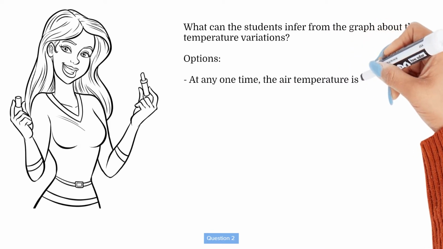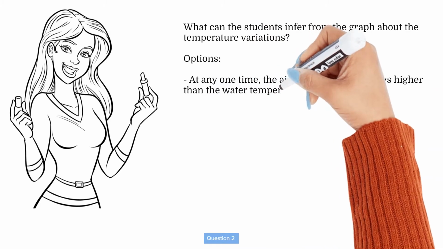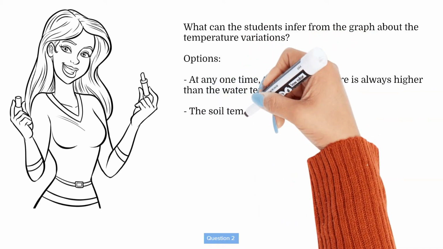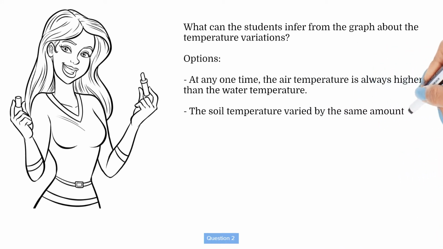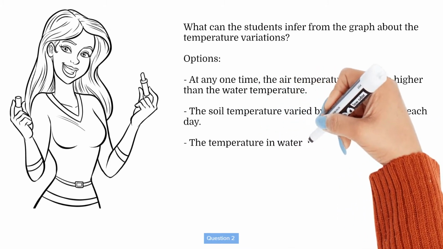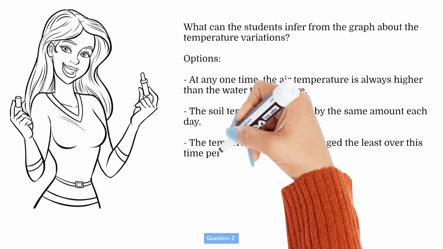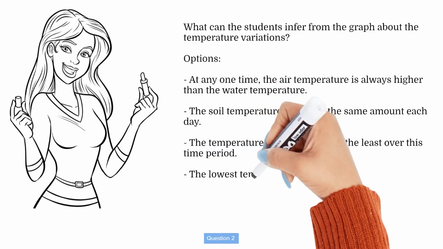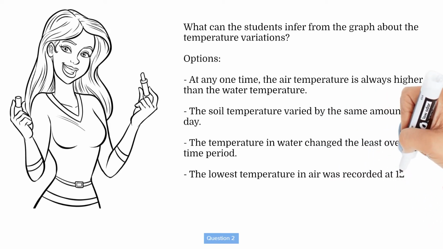Options. At any one time, the air temperature is always higher than the water temperature. The soil temperature varied by the same amount each day. The temperature in water changed the least over this time period. The lowest temperature in air was recorded at 12 a.m. daily.